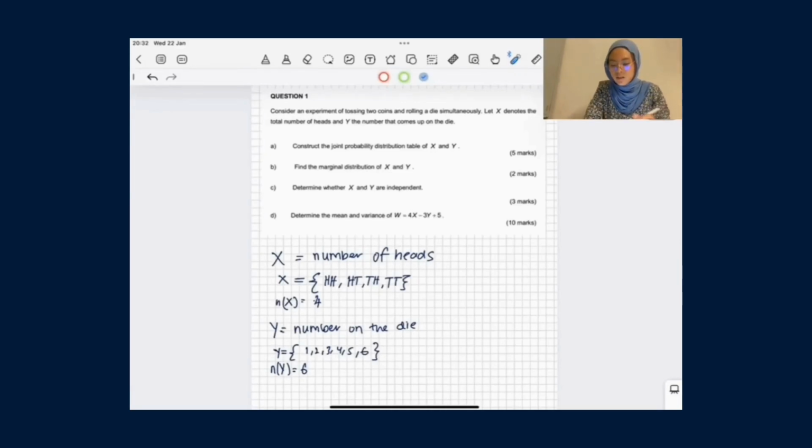Okay, let's do question 1. Consider an experiment of tossing 2 coins and rolling a die simultaneously. Let X denote the total number of heads, and Y the number that comes up on the die. From tossing 2 coins, you get 4 outcomes: heads heads, heads tails, tails heads, and tails tails. So the probability of getting one outcome is 1 over 4. For Y, the probability of getting one outcome is 1 over 6 since there are 6 numbers on the die.